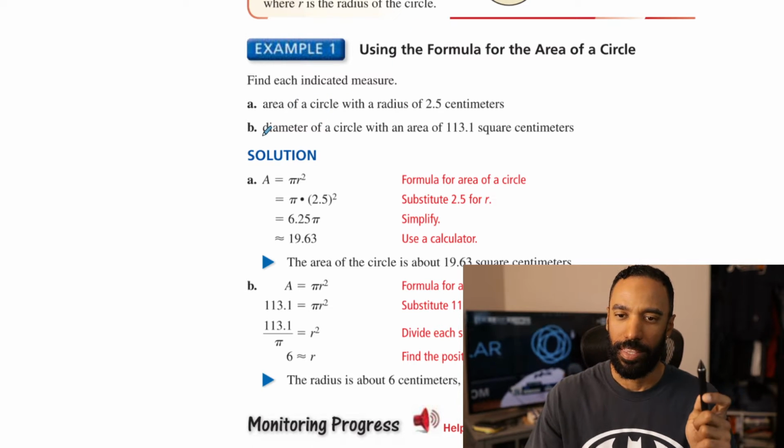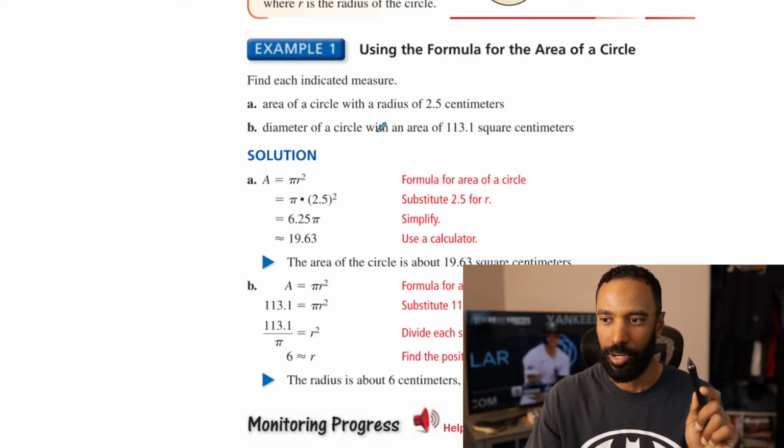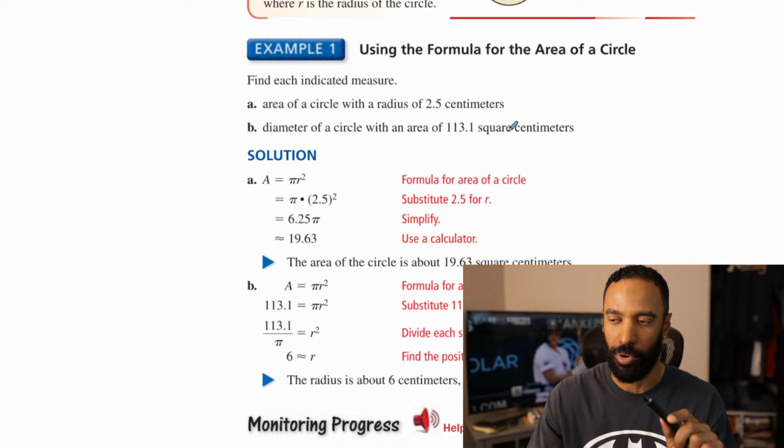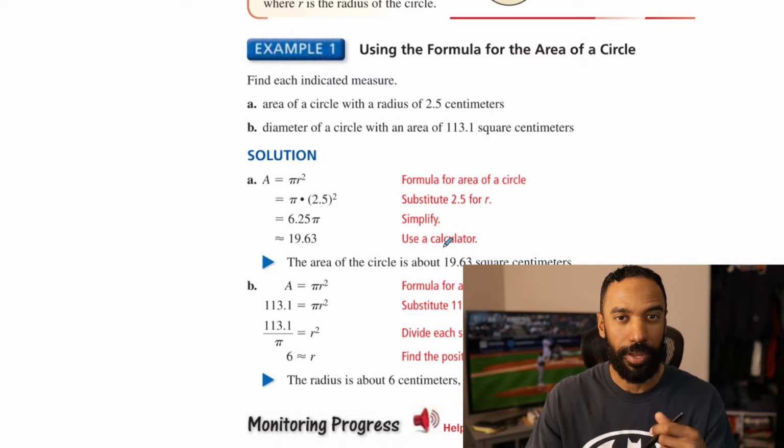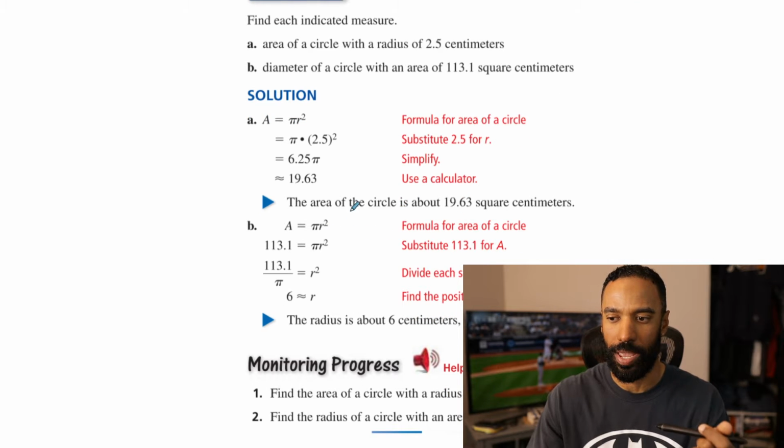Part B, let's find the diameter. Okay, now we're going to find the diameter of a circle with an area of 113.1 square centimeters. Because the area formula doesn't use diameter but uses radius, we'll find the radius and double it for diameter.